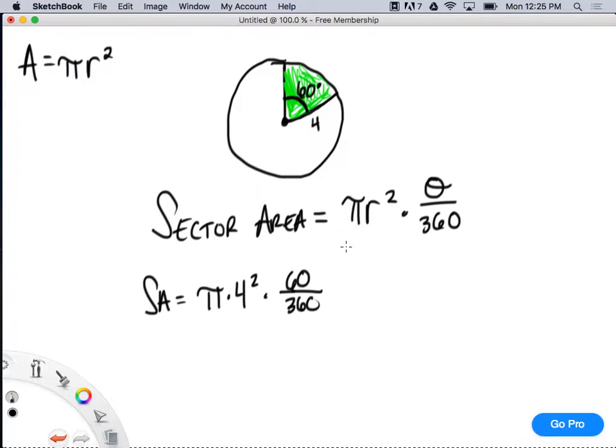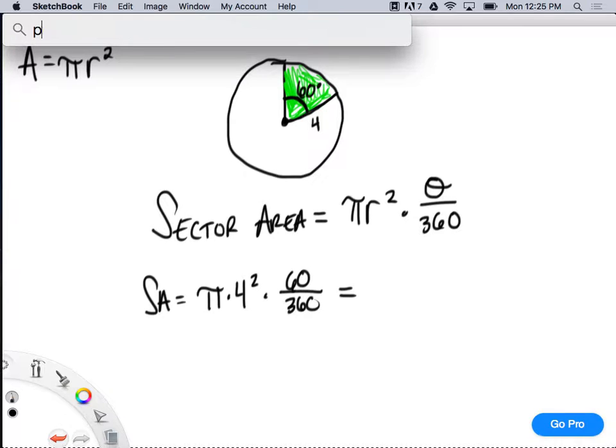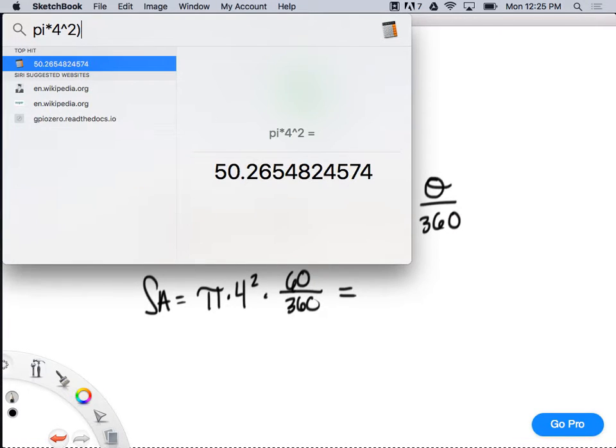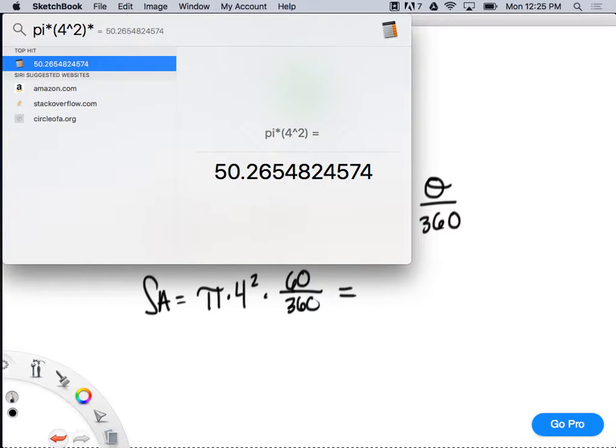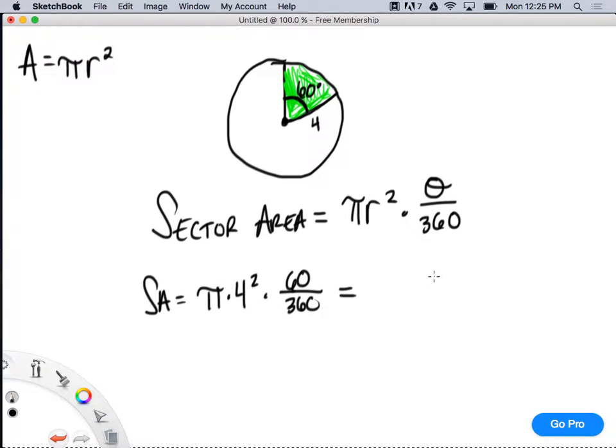Does that make sense to you guys? Yeah. It's as simple as that. Okay, so you go into your calculator, you do pi times r squared, 4 squared, multiply by 60 over 360. You get 8.38. That's it.